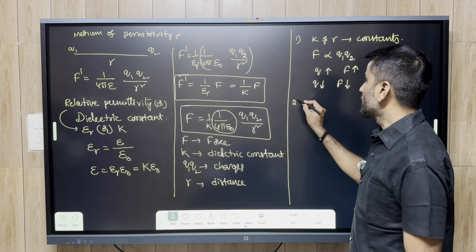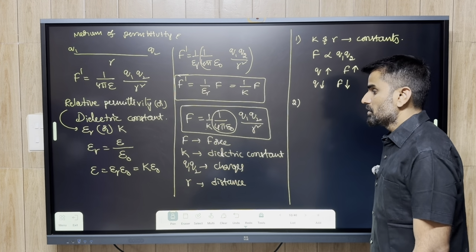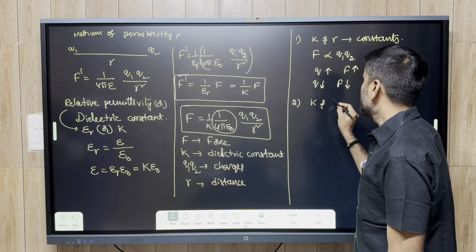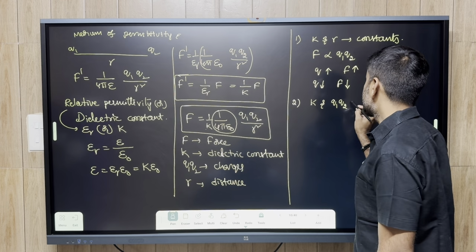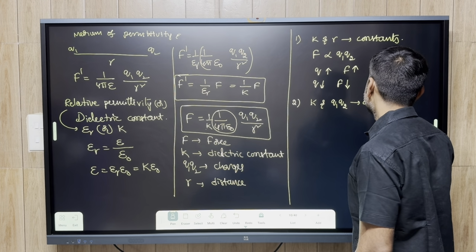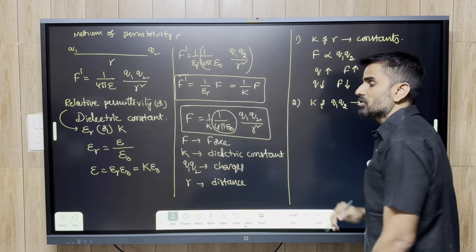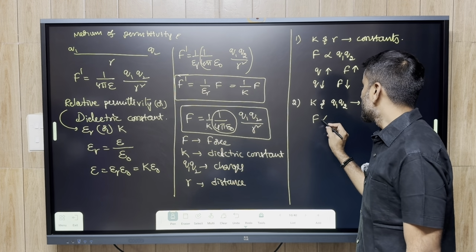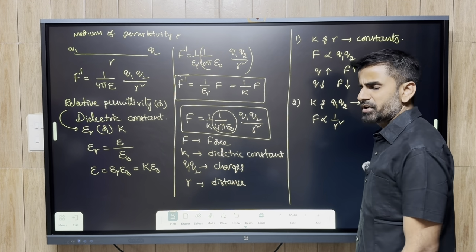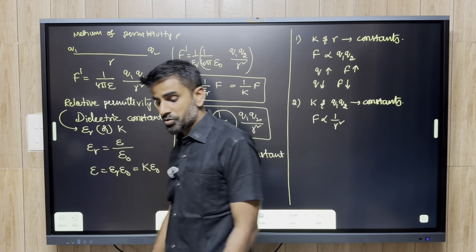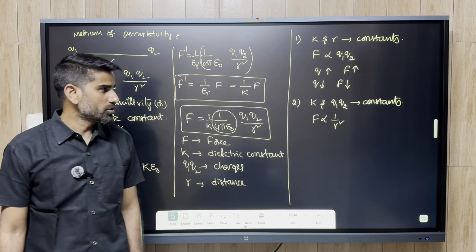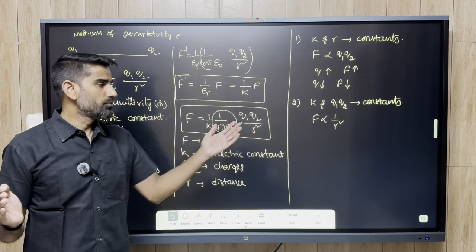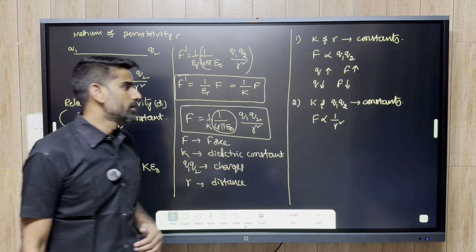Right, now coming to the second case. In this case, I'm going to keep K and Q1, Q2 charges as constants. In this case, I can define the relation between F and R, which we have already defined. F is proportional to 1 by R square, or we can simply say F is inversely proportional to R square. As the separation between the two charges increases, obviously the force between the two charges decreases.